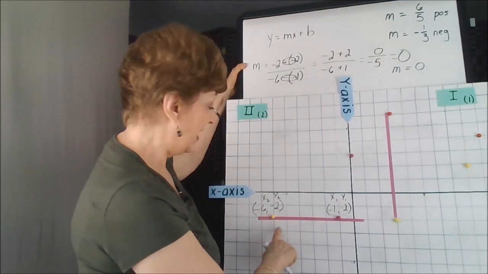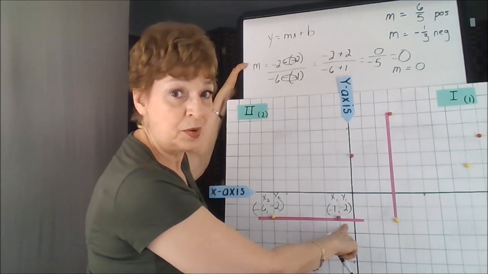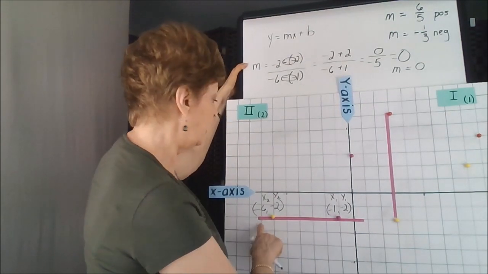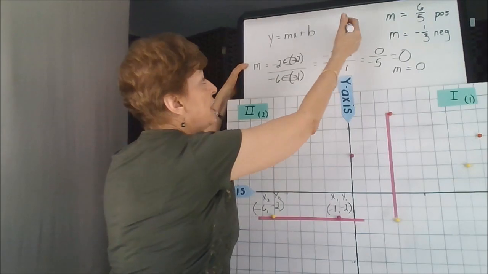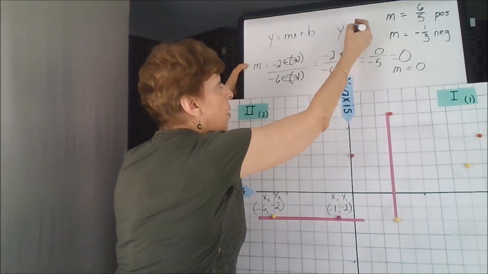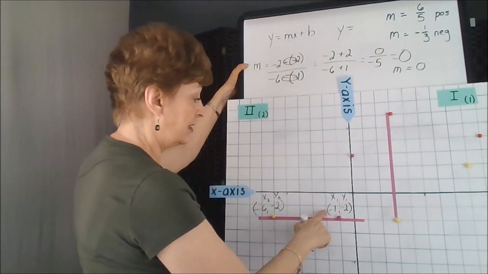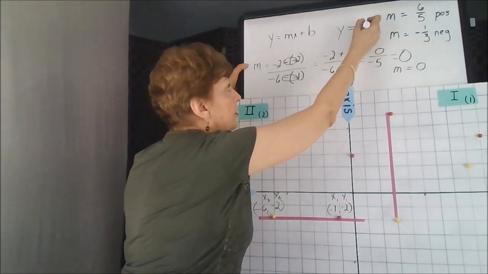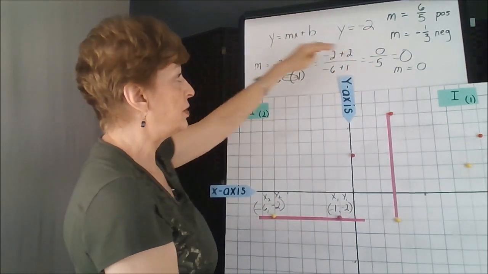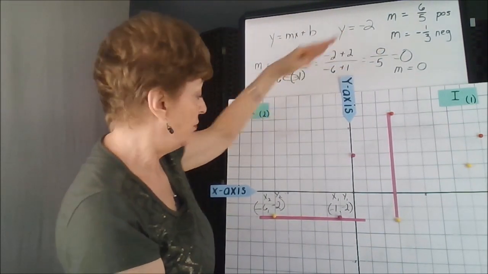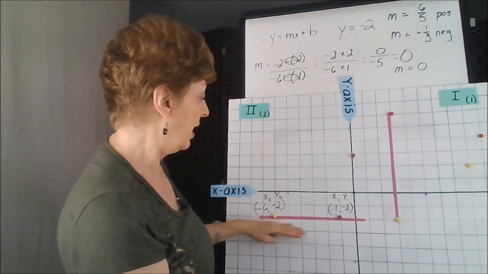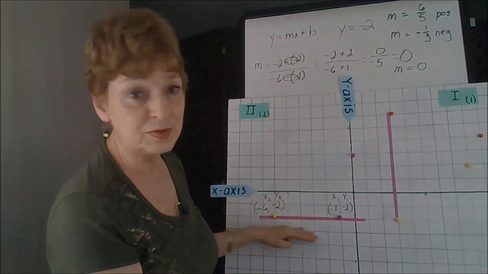When you have a line that has no slope to it, that's flat, your formula changes to just this. Y equals, in this case, y is -2. That's all you need for showing a flat or zero slope line.